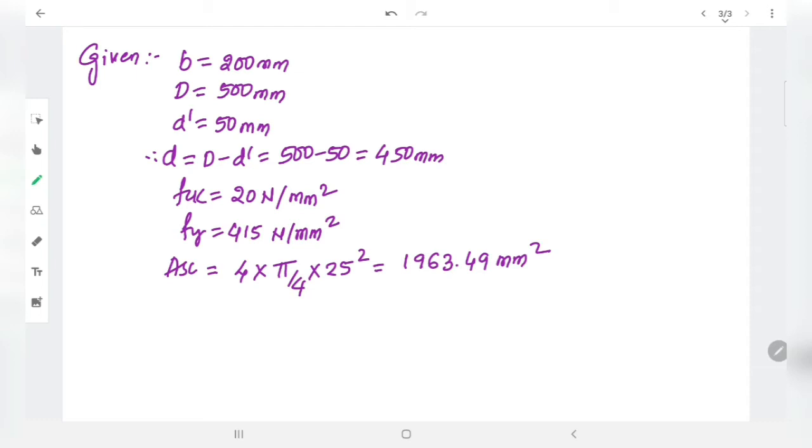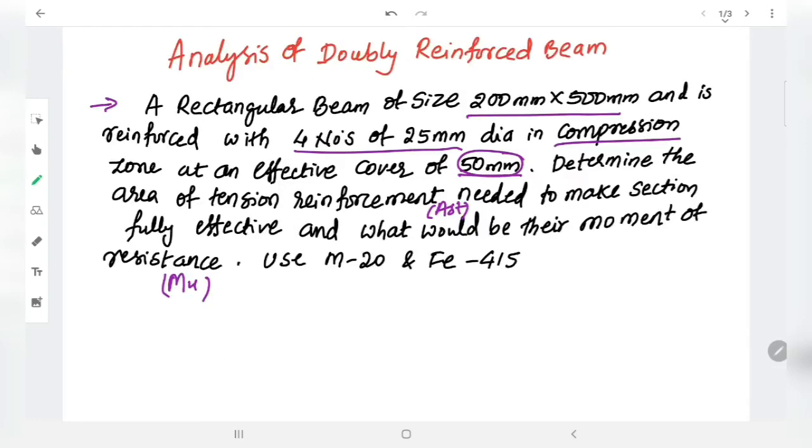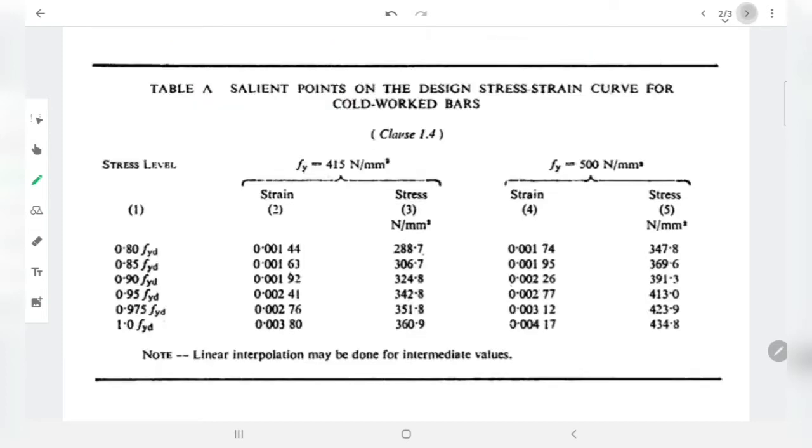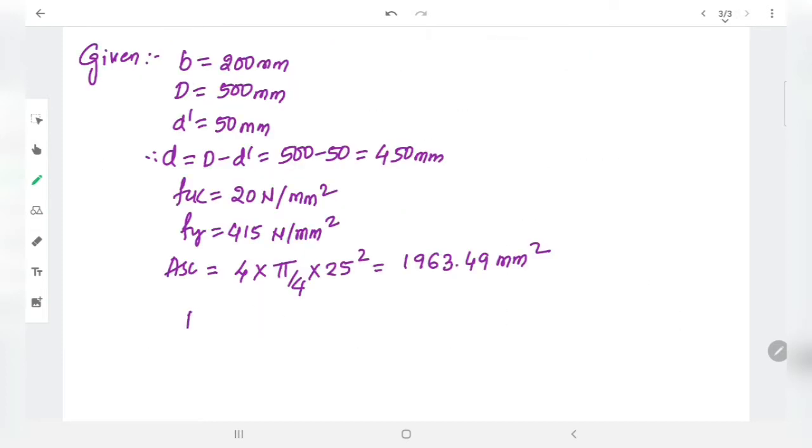He also mentioned that you are going to make the section fully effective. Fully effective always means a balanced section. We are going to analyze a balanced section. This is all about the data given for the solution.